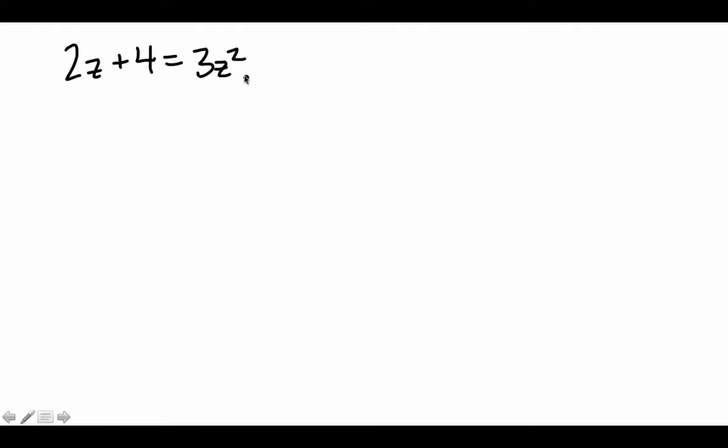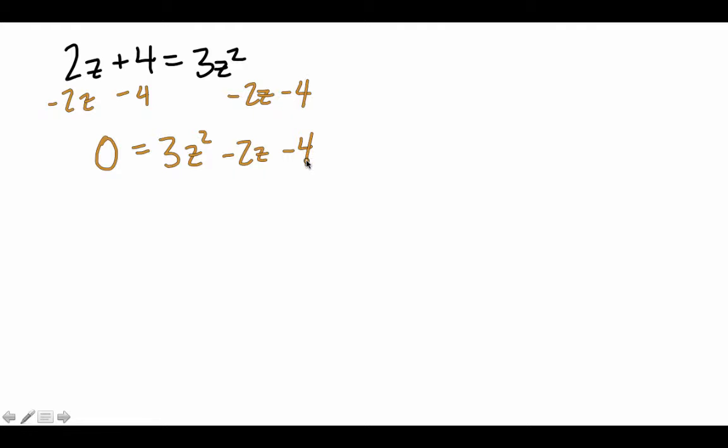Always make sure before you use the quadratic formula that you actually have a quadratic equation. We do in this case. Our variable is z, the highest power on z is a 2. How do you solve any quadratic equation? You start by setting it equal to 0. So I'm going to subtract 2z and subtract 4 from both sides. I end up getting 0 equals 3z squared minus 2z minus 4.